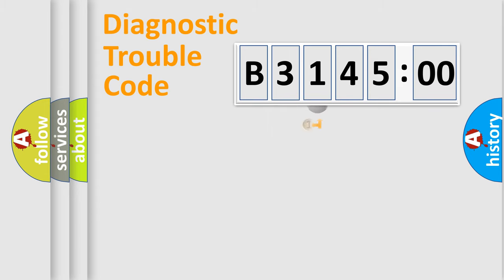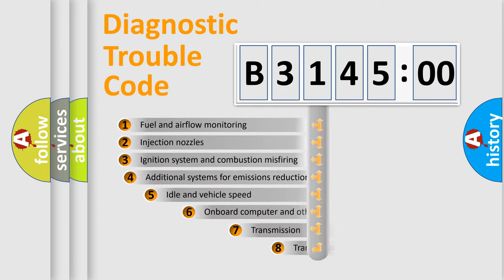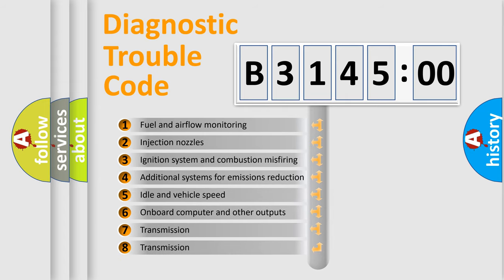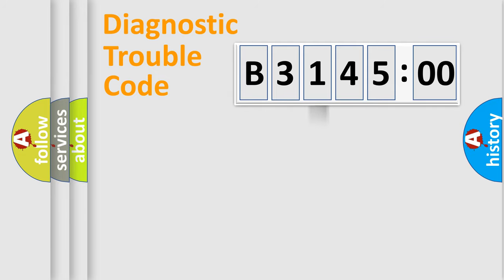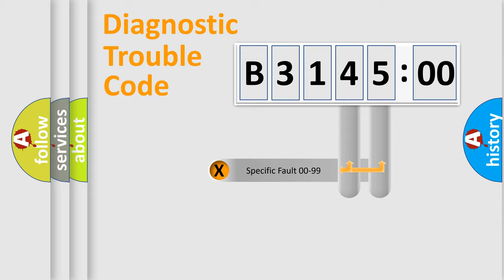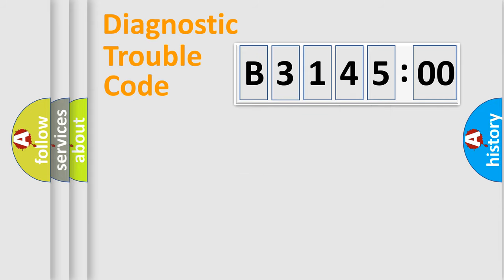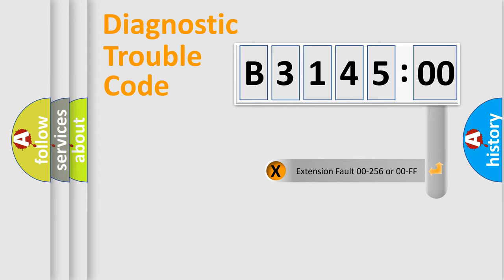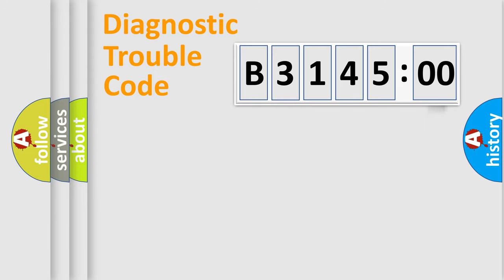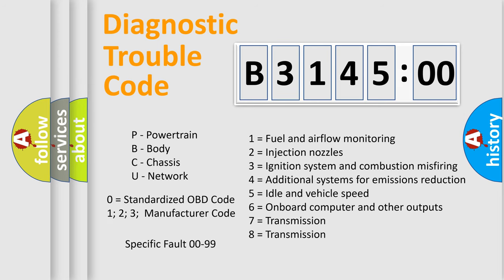In the case of numbers 1, 2, 3, it is a more prestigious expression of the car-specific error. The third character specifies a subset of errors. The distribution shown is valid only for the standardized DTC code. Only the last two characters define the specific fault of the group. The add-on to the error code serves to specify the status in more detail, for example, a short to the ground. Let's not forget that such a division is valid only if the other character code is expressed by the number zero.